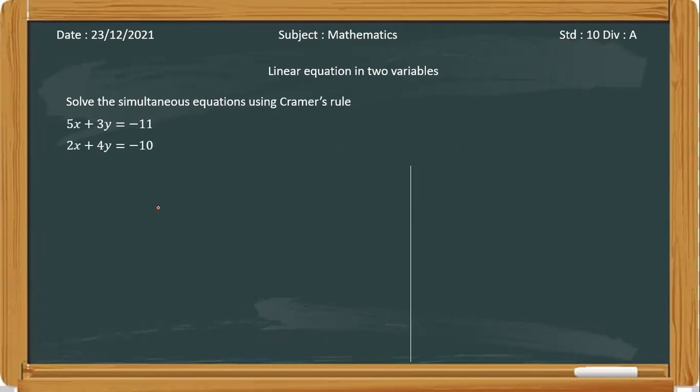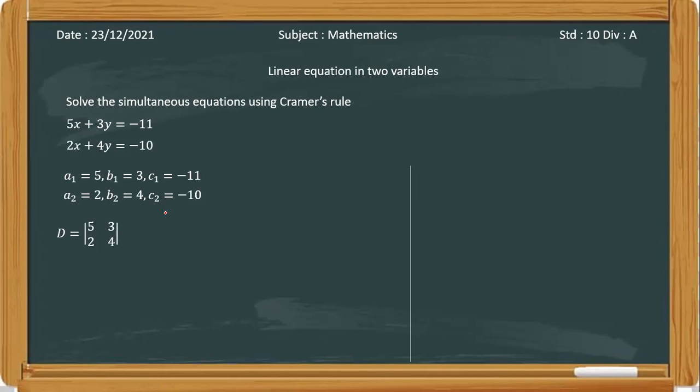Now, what are we going to do? First tell me the terms a1, b1 and c1. What are they? Right, a1 is 5, b1 is 3 and c1 is minus 11. And the second, a2, b2, c2, are 2, 4 and minus 10. This is all. Now, using Cramer's rule, the first step is to find the determinant of a1, b1 and a2, b2. So we'll write it as 5, 3 and 2, 4.